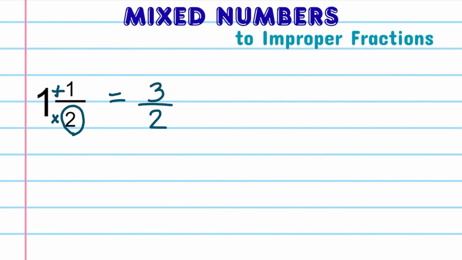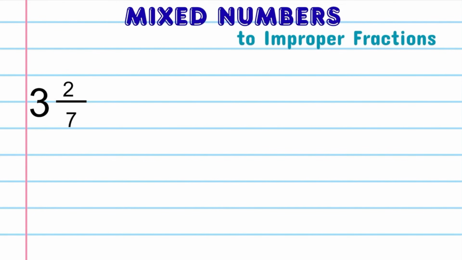Let's look at example 2. Here we have 3 and 2/7. Again, we're going to take our denominator and multiply it times our whole number. Well, our denominator is 7 and our whole number is 3. And then I'm going to add whatever my numerator is, which is 2. So I have 7 times 3, which is 21. 21 plus 2 gives me 23. So my answer is 23 over 7.